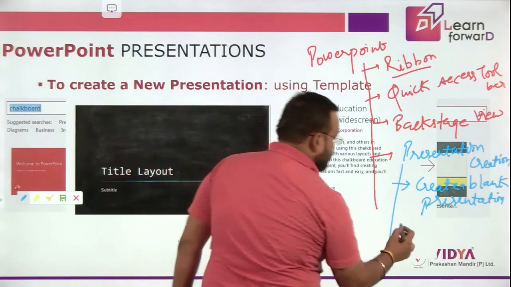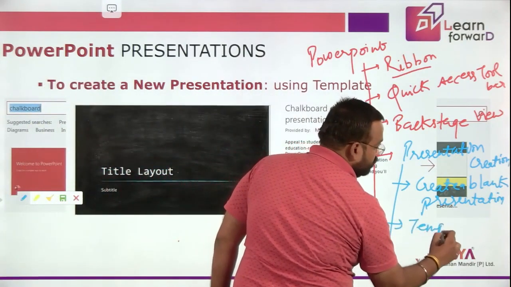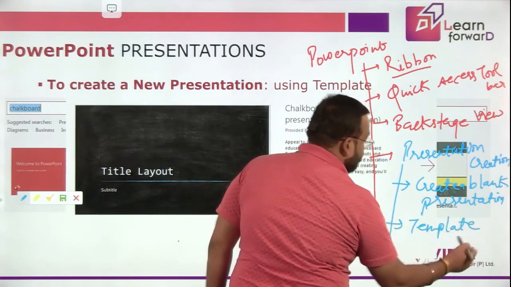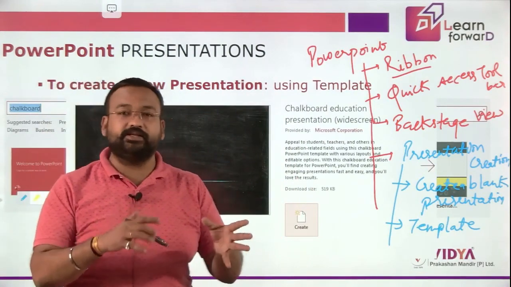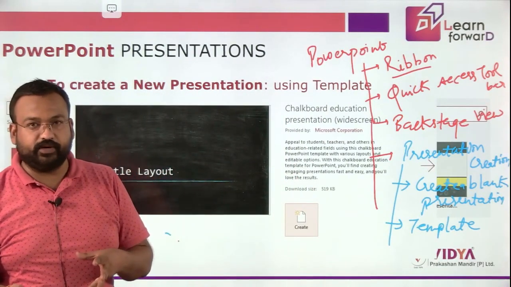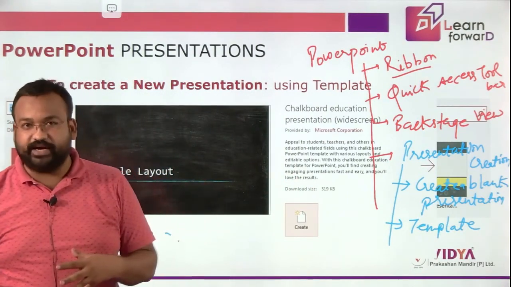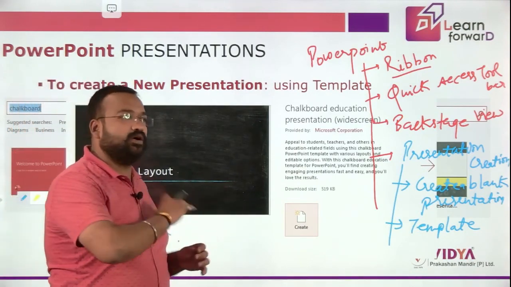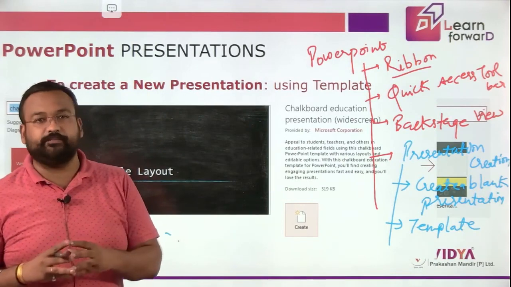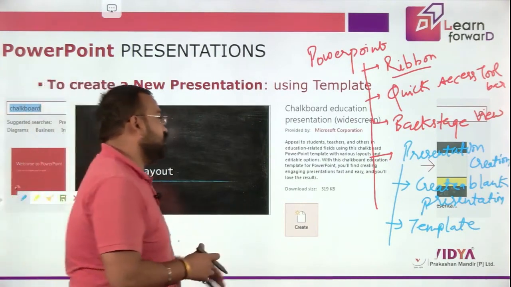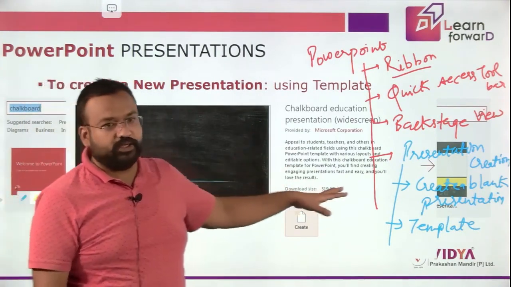And then we have seen how we can create with the help of a template. When we use a template, we can either use any of the out of the box ones, or we can search for a particular item, and then a list of templates will be populated, and we can select any template from that. So that's all we have learned today.